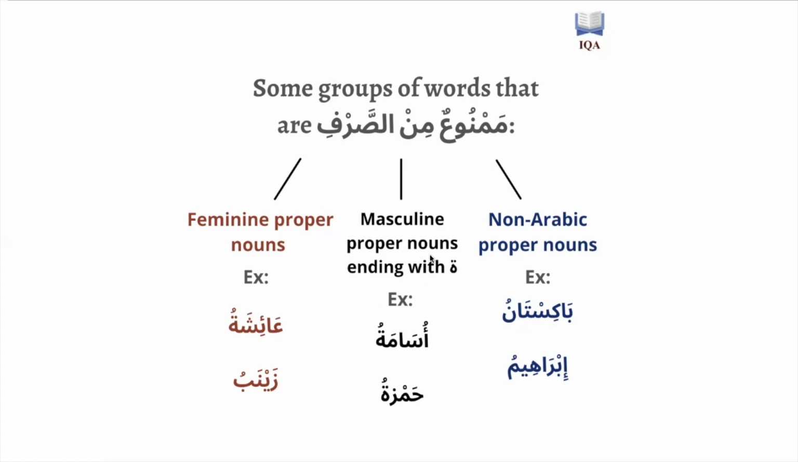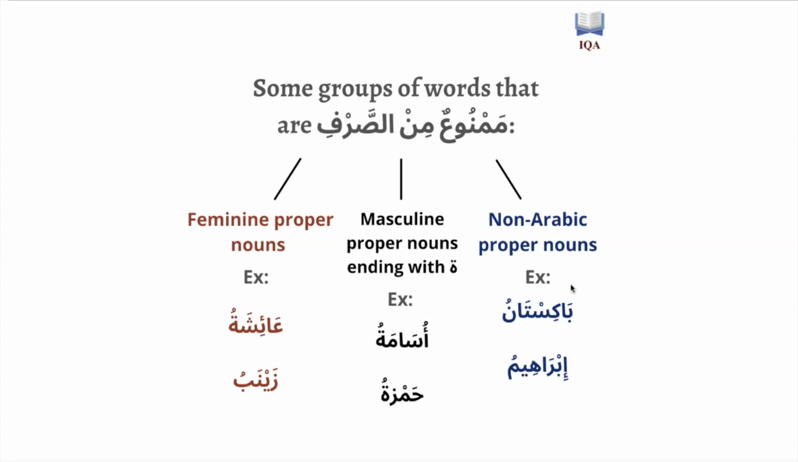Likewise, masculine proper nouns that end with a ta marbuta. Masculine proper nouns that end with a ta marbuta, like Usamatu, Hamzatu, Talhatu, and nouns like that. They're also mamnu' min as-sarf. And then finally, non-Arabic proper nouns are also mamnu' min as-sarf. So Pakistanu, Ibrahimu, Yusufu, and the list goes on. Okay, so non-Arabic proper nouns.